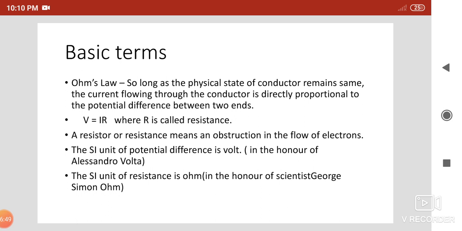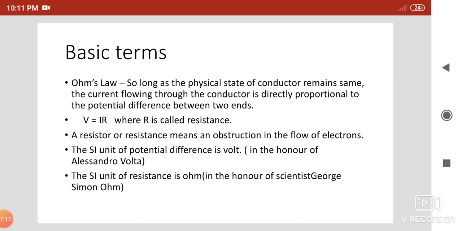Such a condition is called the physical state. Physical state means the physical properties should not be changed. So when this wire is there, if you apply more potential difference, more current is obtained in the wire. It means voltage and current are proportional to each other. So mathematically Ohm's law is V equals IR, where R is called the resistance.